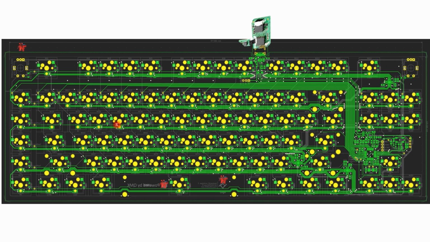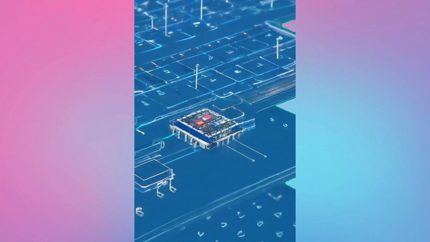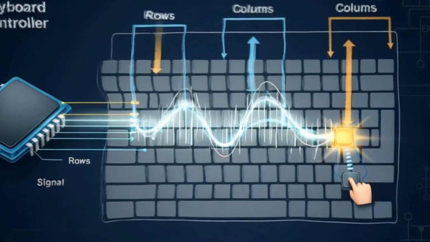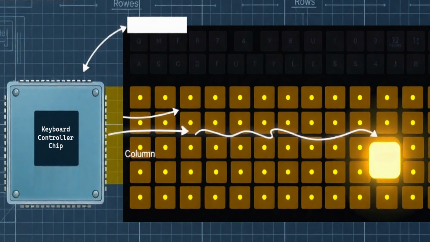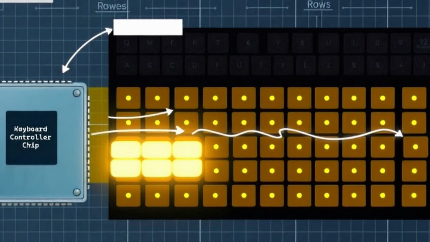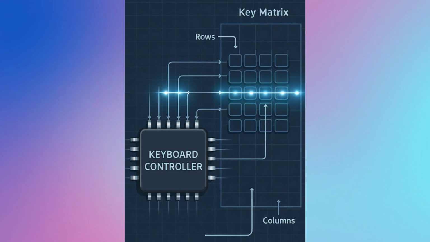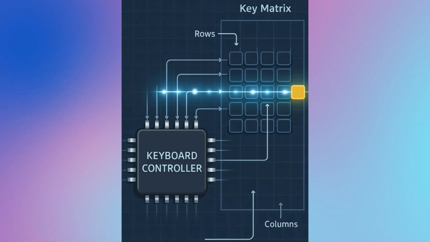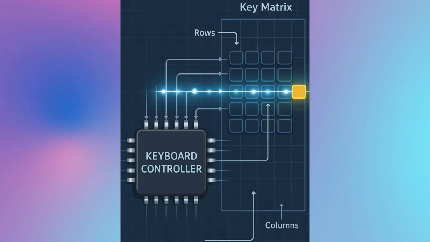Now here's where it gets interesting. Your keyboard has a tiny computer inside called a microcontroller. This little chip is constantly scanning the keyboard matrix. Imagine a grid system where each key sits at the intersection of a row and column. The controller scans this matrix about 1,000 times per second, checking, is row 1, column 3 active? Is row 2, column 7 active? When it detects that the A key's position is now conducting electricity, it immediately knows which key was pressed.